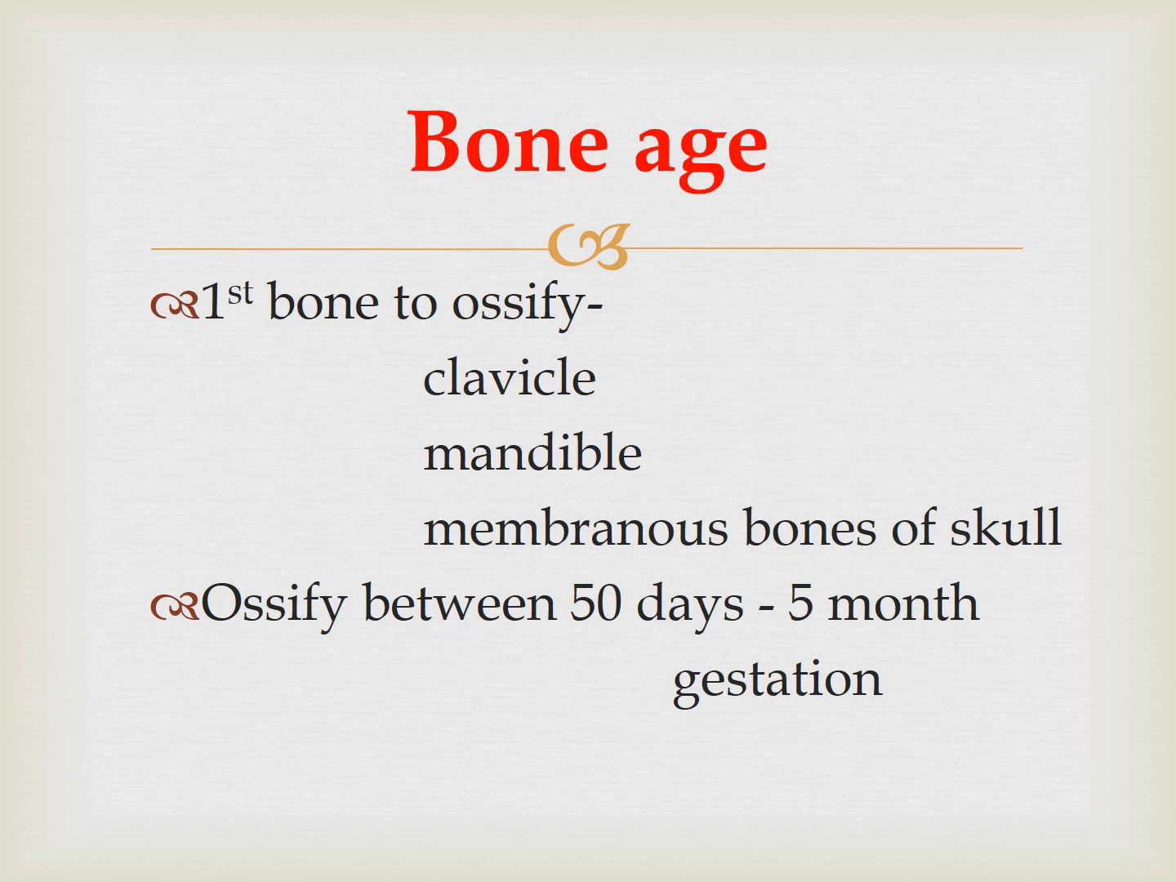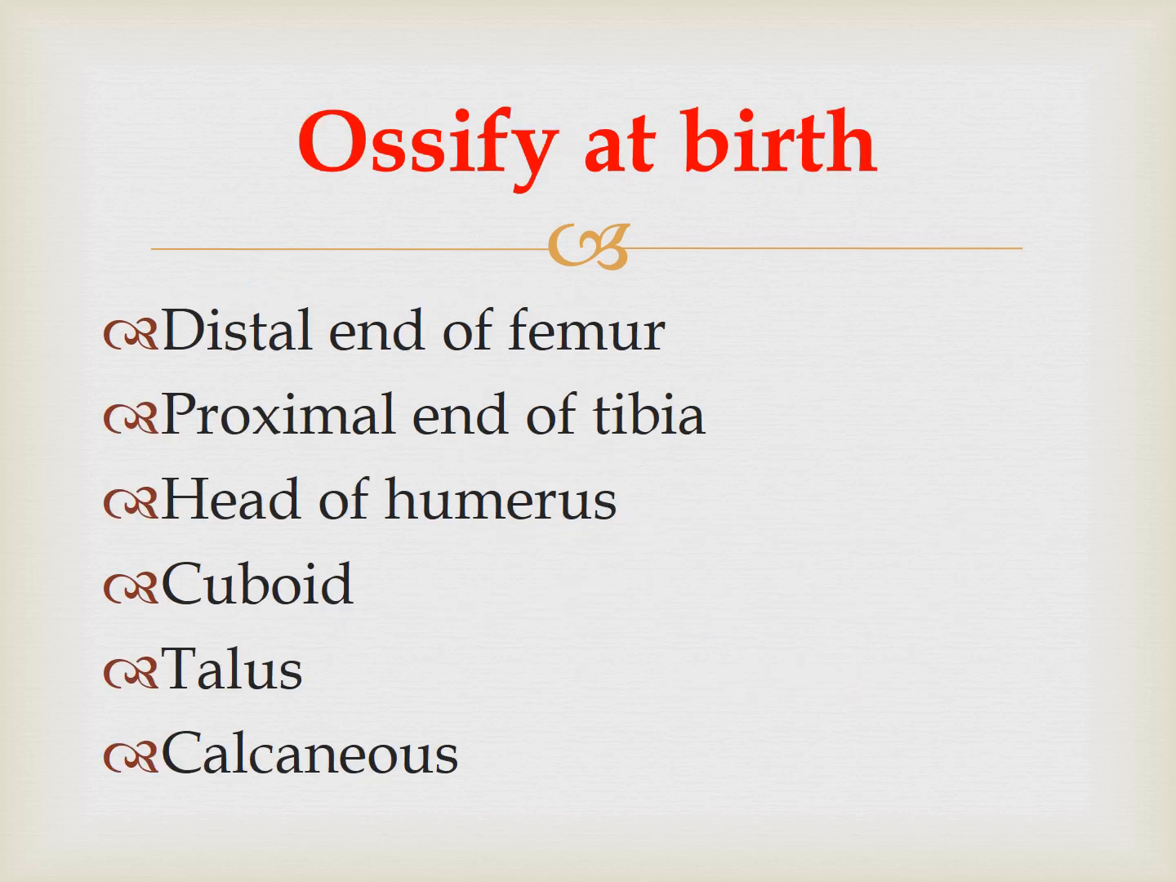Another parameter to assess growth is bone age. The first bones to ossify are the clavicle, mandible, and membranous bones of the skull, with ossification starting between 50 days and 5 months of gestation. So at birth, the bones that are ossified are the distal end of femur, proximal end of tibia, head of humerus, cuboid, talus, and calcaneus.